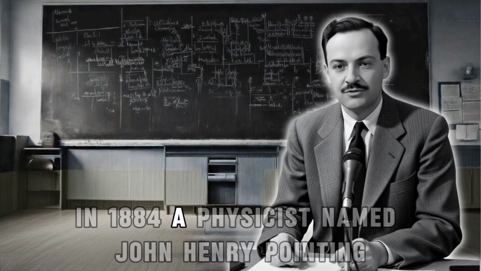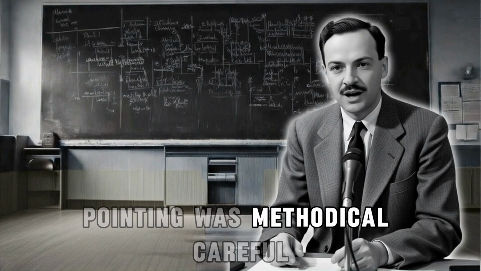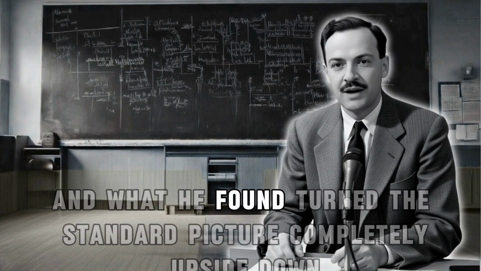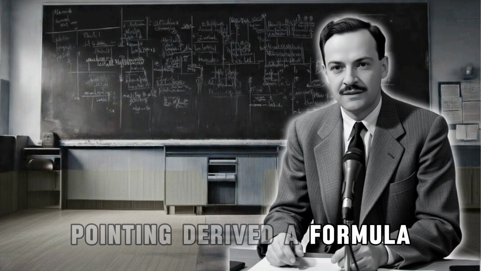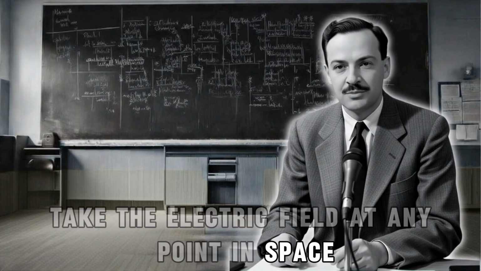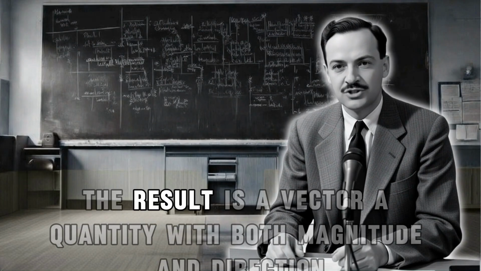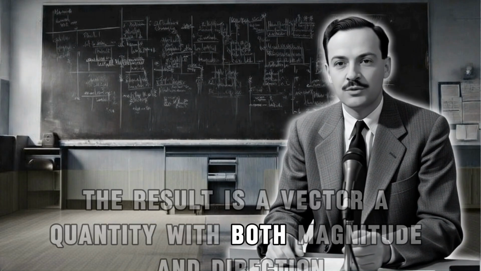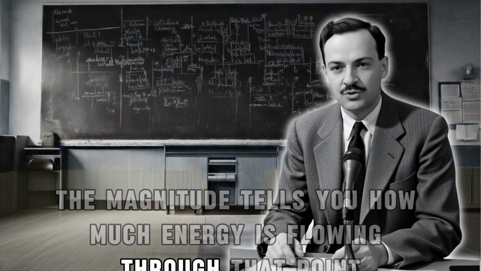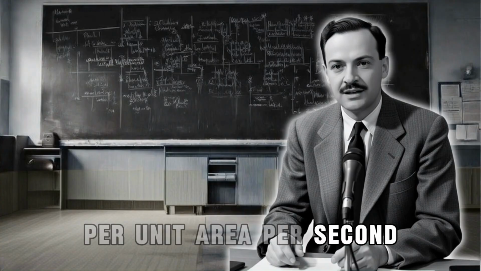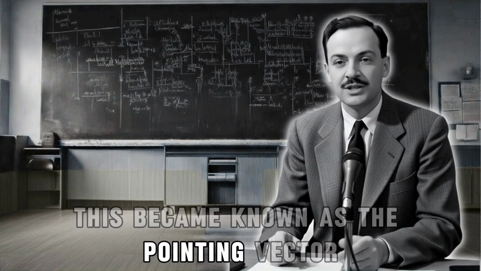In 1884, a physicist named John Henry Poynting sat down and worked out the answer. Poynting was methodical, careful, not flashy, and what he found turned the standard picture completely upside down. Poynting derived a formula. Take the electric field at any point in space. Take the magnetic field at the same point. Compute their cross product. The result is a vector, a quantity with both magnitude and direction. The magnitude tells you how much energy is flowing through that point per unit area per second. The direction tells you which way the energy is heading. This became known as the Poynting vector.